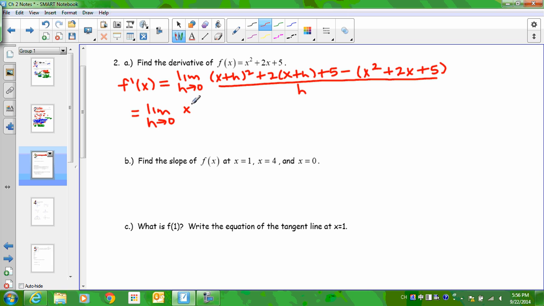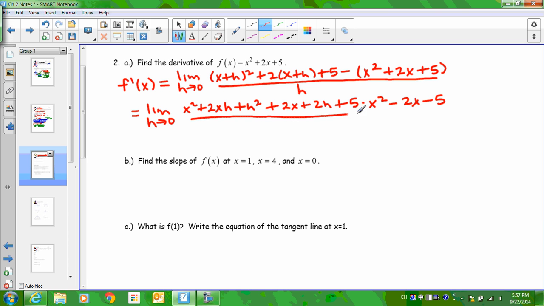Alright, so multiply that thing out. We get x squared plus 2xh plus h squared plus 2x plus 2h plus 5 minus x squared minus 2x minus 5. And it's still all over h. Notice I'm writing it out every time. Work from the back. Minus 5 cancels with plus 5. Minus 2x cancels with plus 2x. Minus x squared cancels with positive x squared. Now you should be able to factor out an h.